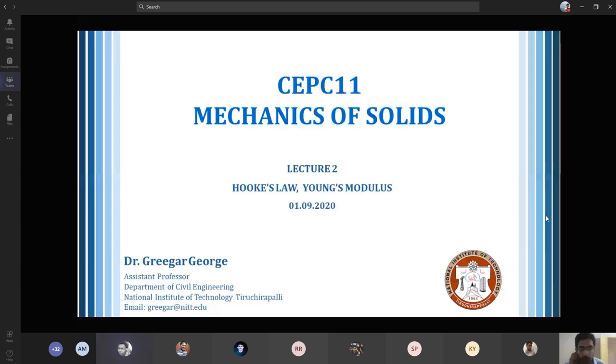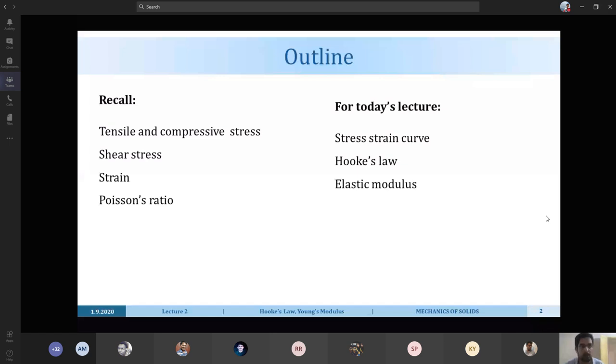So today we will deal with Hooke's law and Young's modulus. Just a recall of the last class. Yesterday we talked about what is stress, and in that we mentioned tensile and compressive stress, shear stress, then what is strain. Again, different types of strain, normal to the body, like the shear strain and the axial strain. Then we defined what is Poisson ratio.